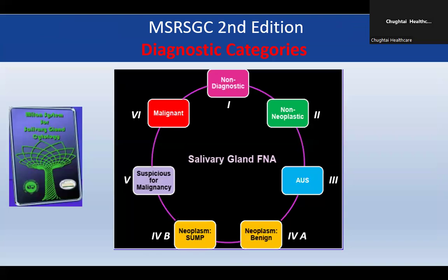The diagnostic categories in the second edition remain the same as in the first edition. There are 6 categories. Category 1 is non-diagnostic. Category 2 is non-neoplastic. Category 3 is atypia of undetermined significance, or AUS. Then 4A and 4B are for neoplasms: benign neoplasm is 4A, and salivary gland neoplasm of uncertain malignant potential, or SUMP, is 4B. Suspicious for malignancy is 5, and malignant is 6.